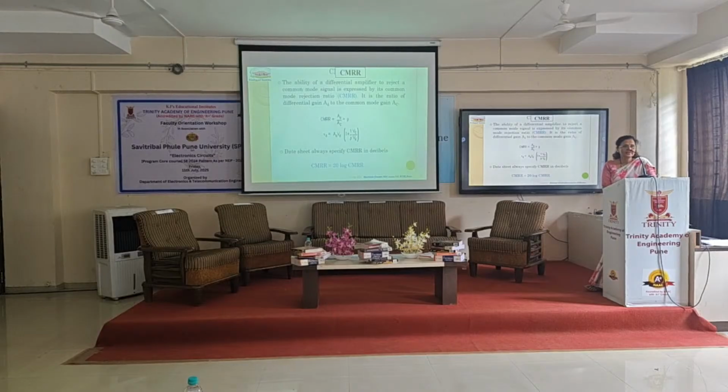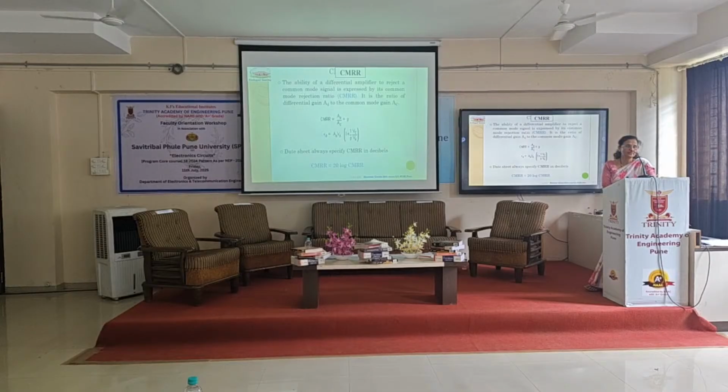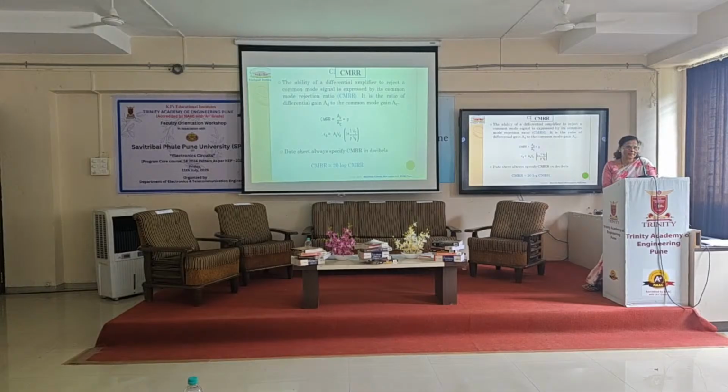Now, in this case, the ideal value of CMRR is infinite in order to reject the noise present within the signals. And to make it large, AC should be very small. The common mode gain should be as small as possible. And this is achieved by using various circuits, for example, using a current divider.